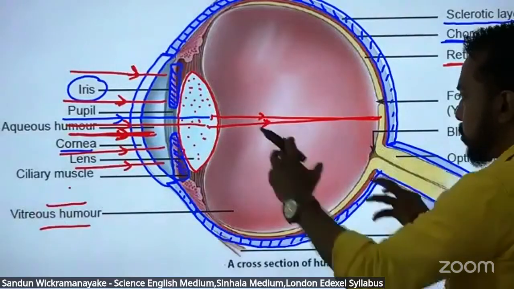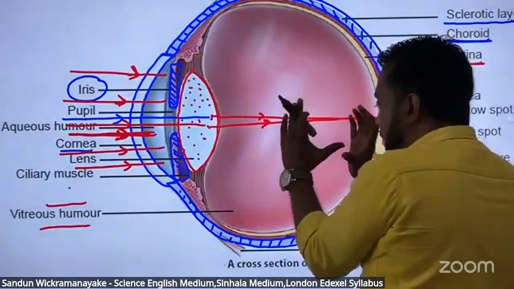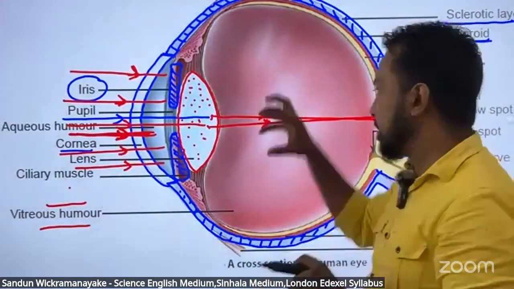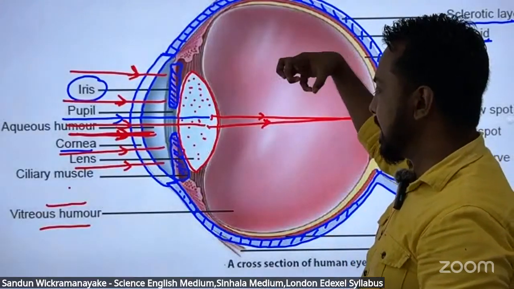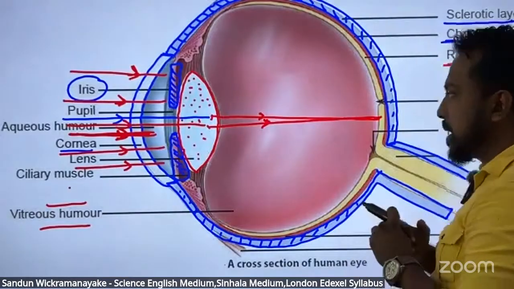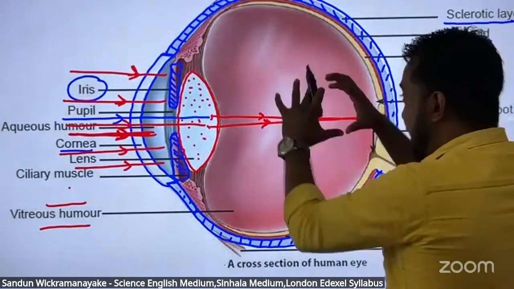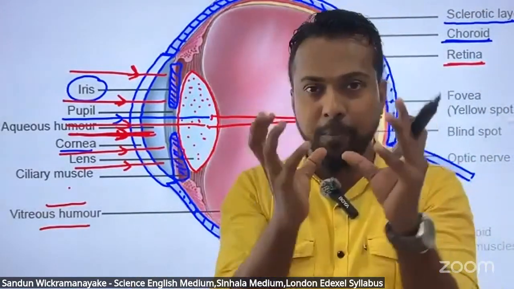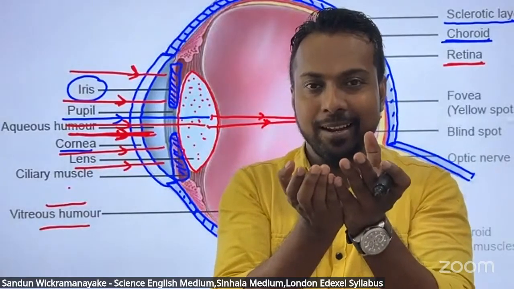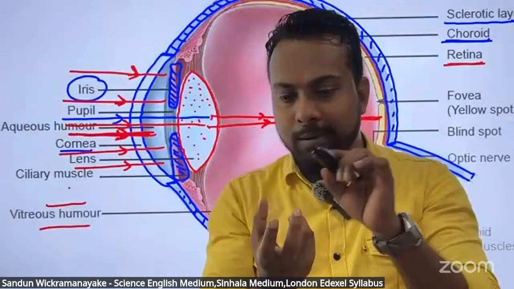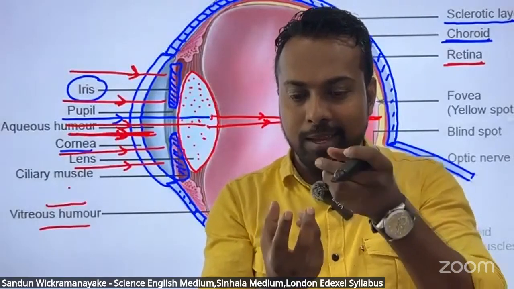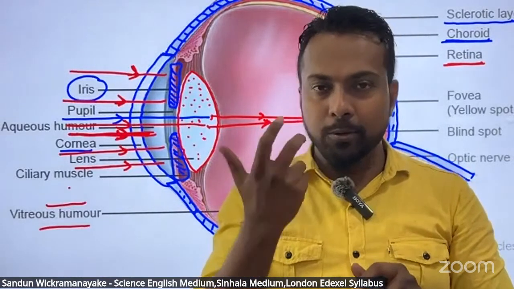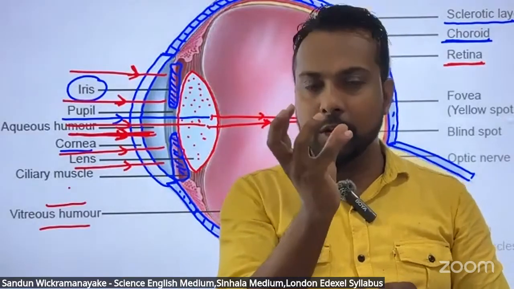They come through the vitreous humor. That's a thicker liquid than the aqueous humor, right? Okay, and this vitreous humor can hold the shape of the eyeball, right? Next week, I am going to cut that human eye and remove the vitreous humor. You will see the shape of the eyeball.